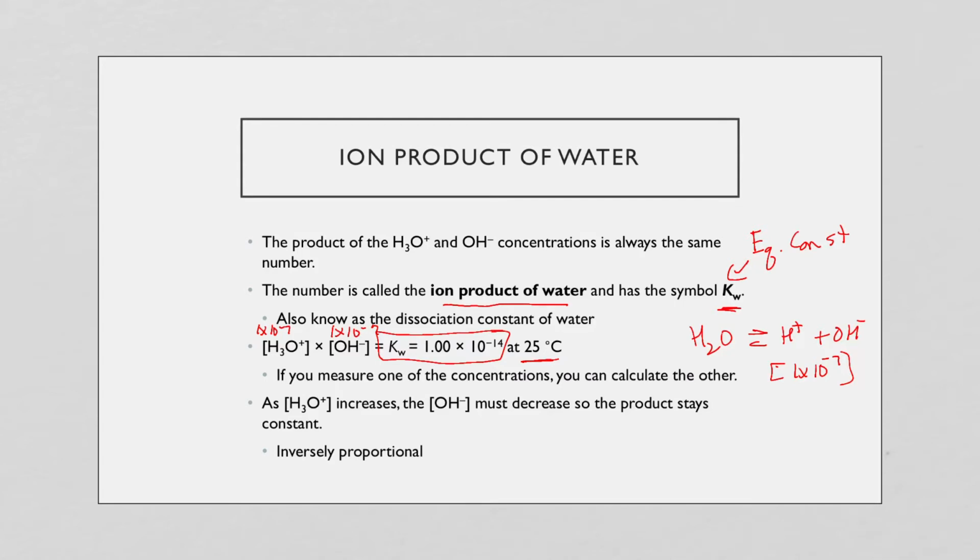And so we refer to these two values as being inversely proportional, right? As one goes up, the other one must go down, so that they're always multiplied to give you 1 times 10 to the minus 14th. And so this becomes one key equation when we talk about acid-base chemistry: the concentration of hydronium times the concentration of hydroxide must equal 1 times 10 to the minus 14th.